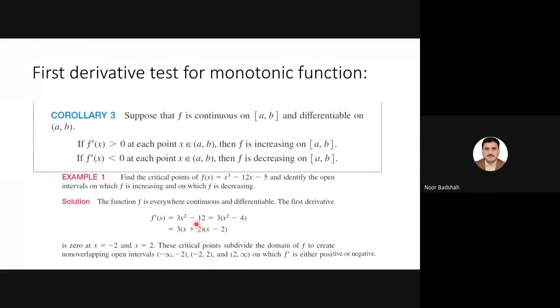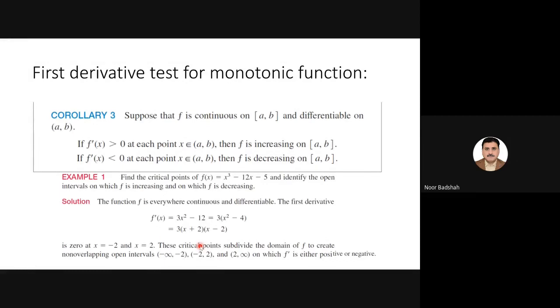So first we find the critical points where the function's derivative is either zero or infinity. The function's derivative is zero at minus 2 and plus 2. You must remember, as we did in the last lecture, that a body may change its direction at a point where velocity is zero. Velocity means derivative is zero. So if it goes from increasing to decreasing or decreasing to increasing, it is changing direction. So a point at which the derivative is zero may be a point of changing direction.